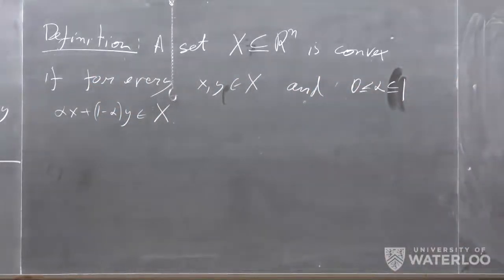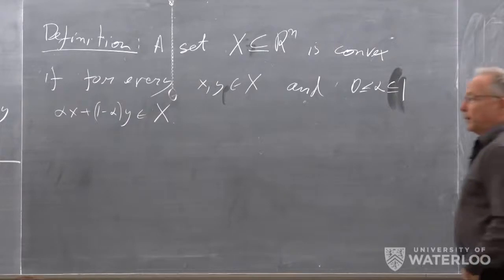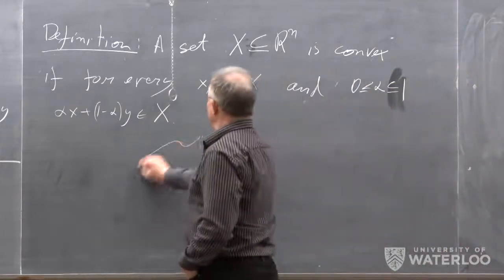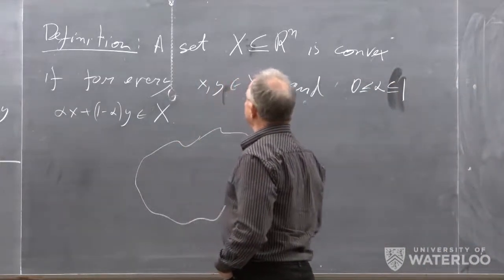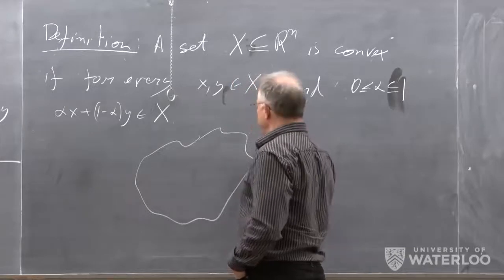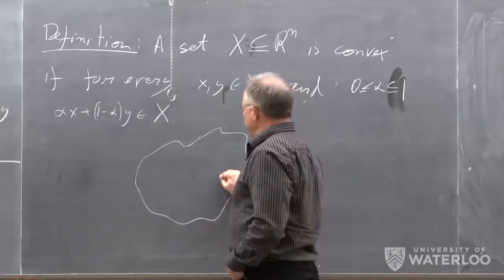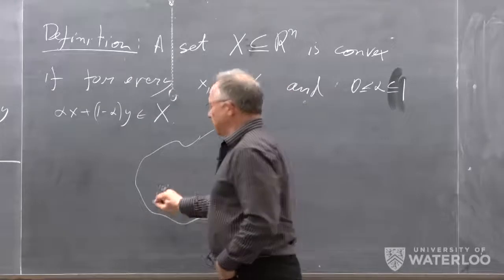So that's a mathematical definition. We can immediately explain it with a picture. So what does it mean? I have some set here. This is my set X. Now I pick 2 points, x and y.